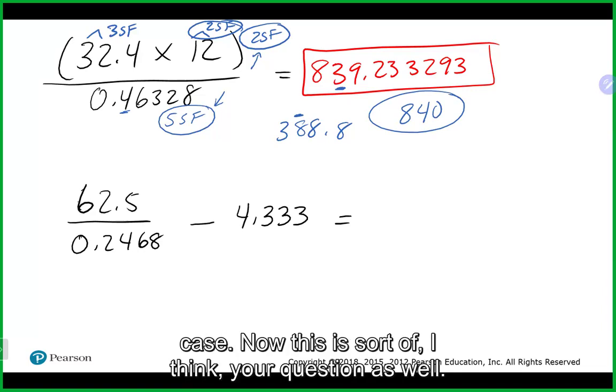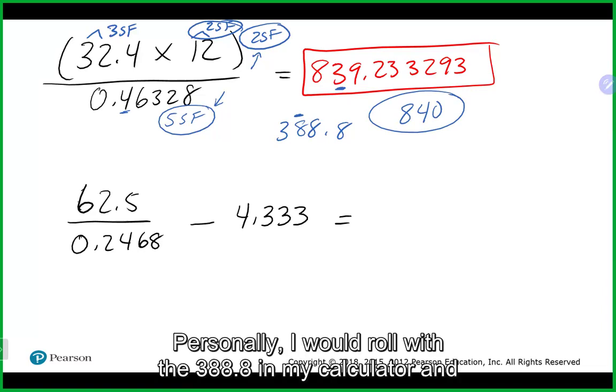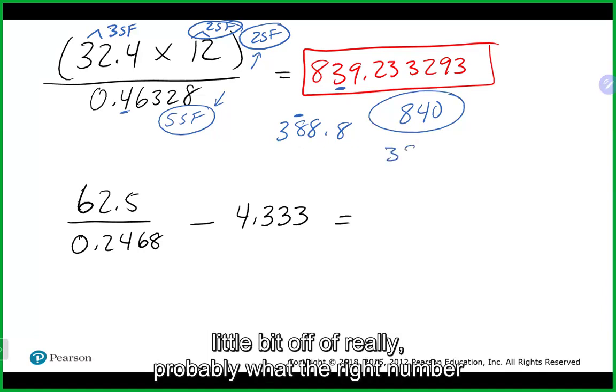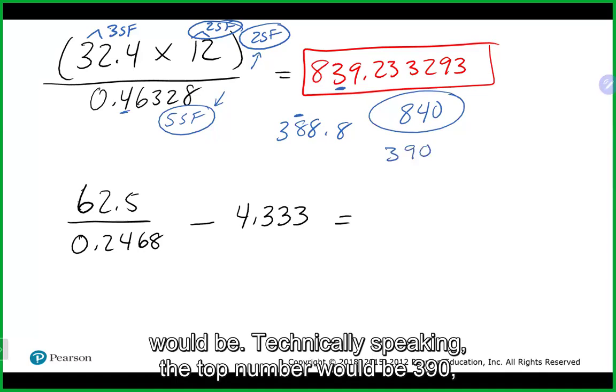Now, this is sort of your question as well. Personally, I would roll with the 388.8 in my calculator and continue on. If you did round, just to show you, you do get a little bit off of what the right number would probably be. Technically speaking, the top number would be 390, right?